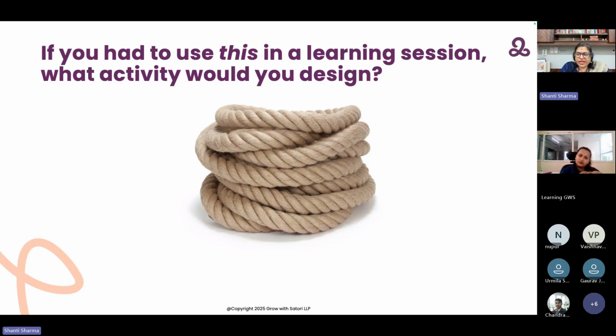Wonderful. Very nice. Any other thoughts on using a rope in a leadership workshop before we move to the third image?